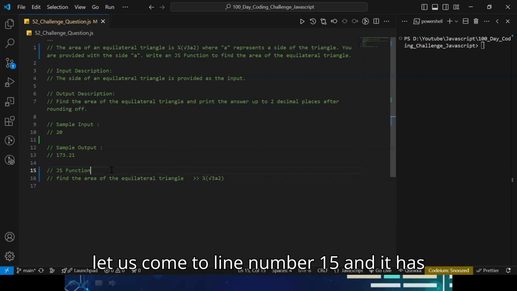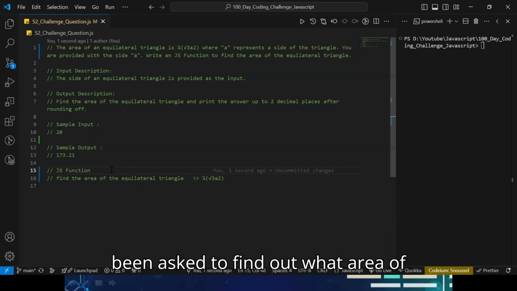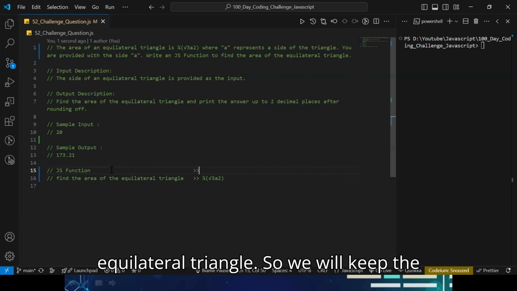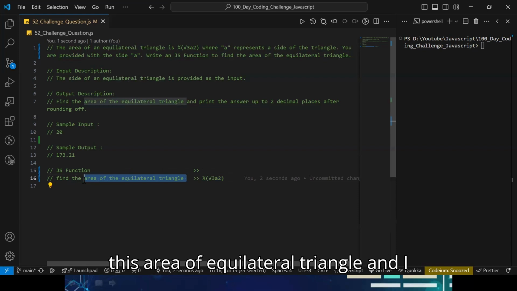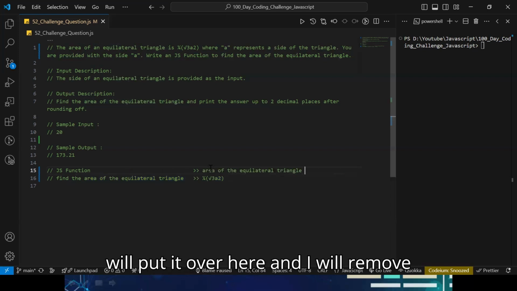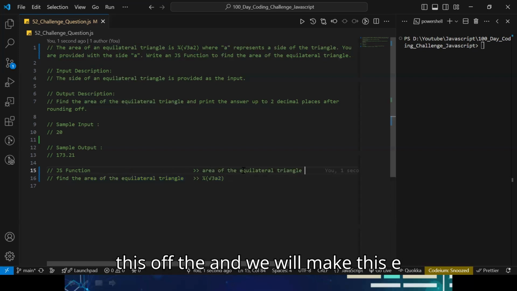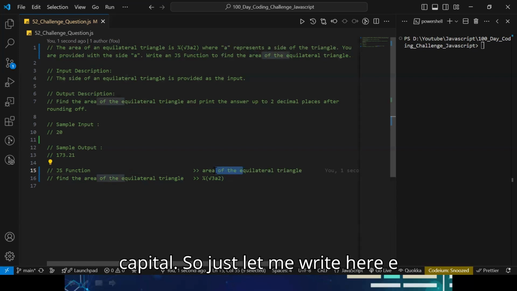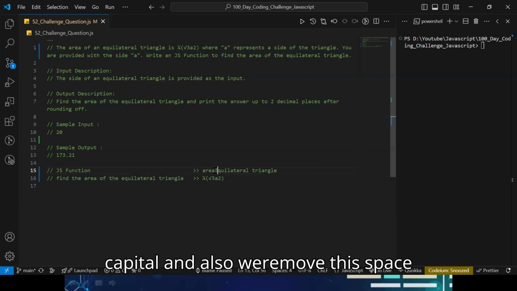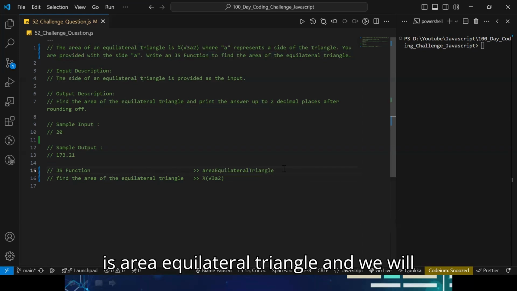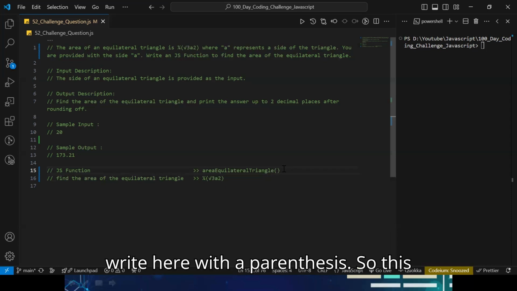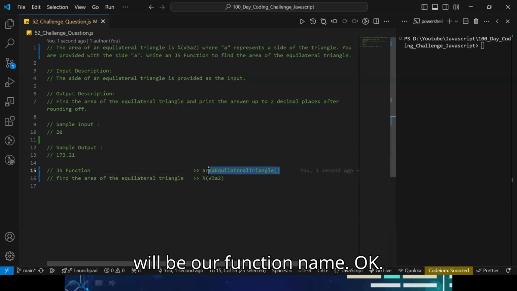Now let us come to line number 15. It has been asked to find the area of equilateral triangle. So we will keep the function name the same. I will take this area of equilateral triangle and put it over here. I will remove the spaces and make the E capital, and also make the T capital. So this is areaEquilateralTriangle, and we will write it with parentheses. So this will be our function name, okay?